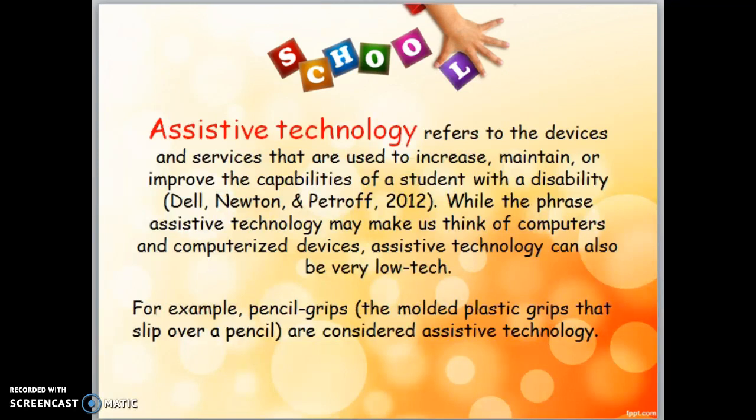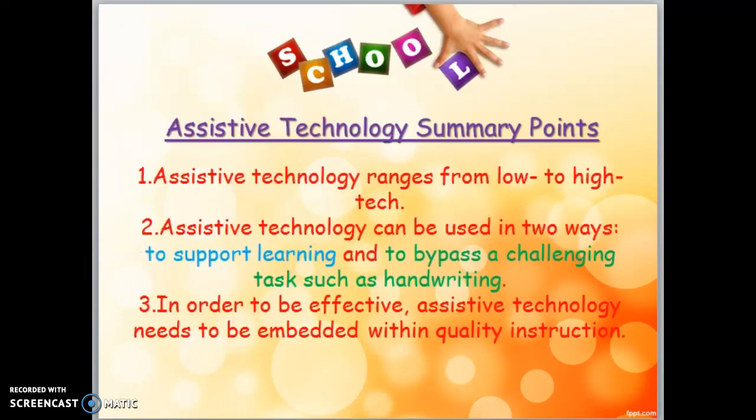Assistive technology refers to the devices and services that are used to increase, maintain, or improve the capabilities of a student with disability. While the phrase assistive technology may make us think of computers and computerized devices, assistive technology can also be very low tech. For example, pencil grips. These are molded plastic grips that slip over a pencil. These are considered assistive technology.